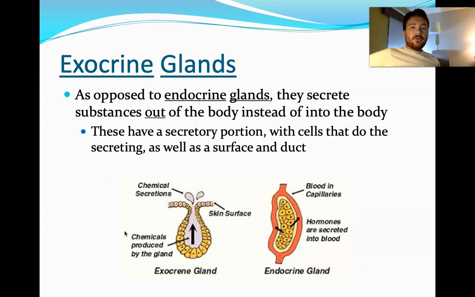Those work internally. Your exocrine glands work externally. And they secrete things to the outside of the body instead of the inside of the body. And this could be things that help the body out. It could be things that your body doesn't want. It could be things that your body carries out of necessity.